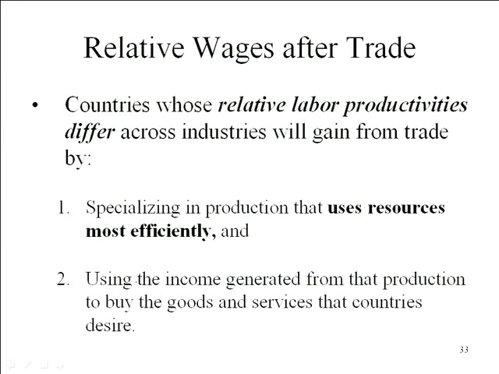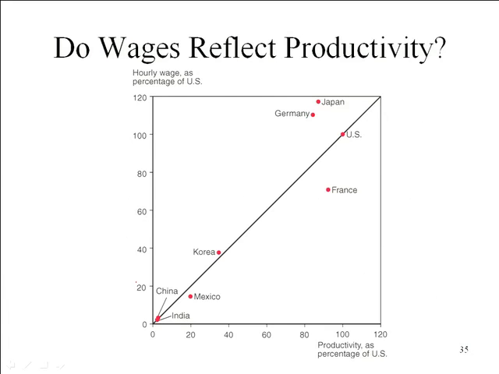Okay, so oftentimes it's argued that wages and productivity don't go together. But in fact, what this particular diagram shows is that on the vertical axis, we've got hourly wage as a percentage of the U.S., this is in manufacturing, and on the horizontal axis, productivity levels as a percentage of the U.S. I know this is out of your text, so it's a little bit dated. But what you can see, the U.S., of course, has to be at the 100 mark.